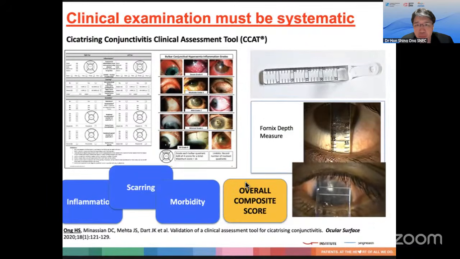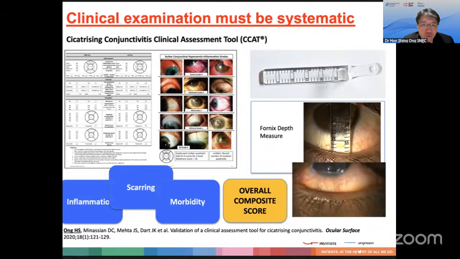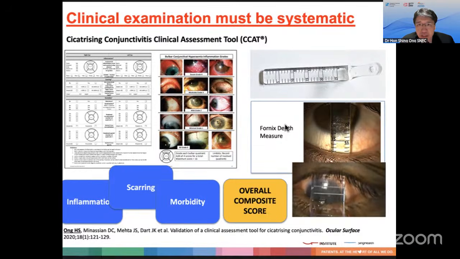Each component is scored, and an overall composite score can be derived to give an indication of the overall severity of the disease. Under the scarring component, we use this fornix depth measurer to objectively quantify fornix foreshortening, which is incorporated into this tool. But if you do not have this fornix depth measurer, systematic serial documentation using photography is often just as good.